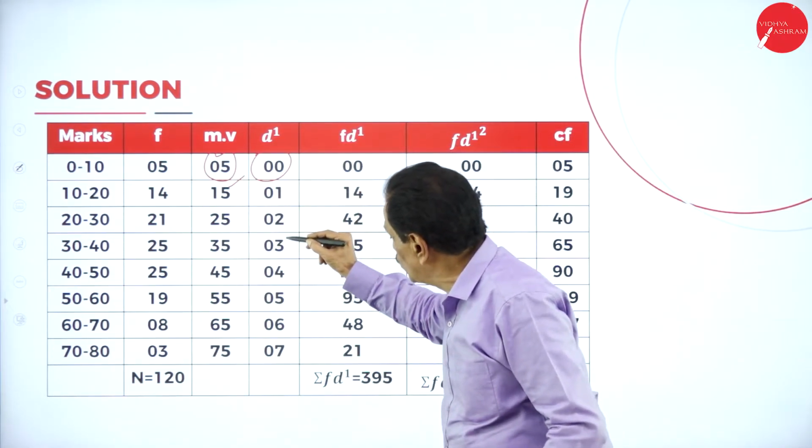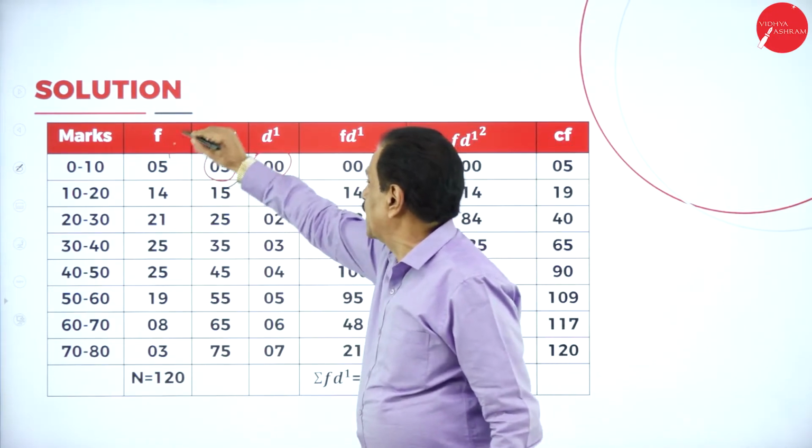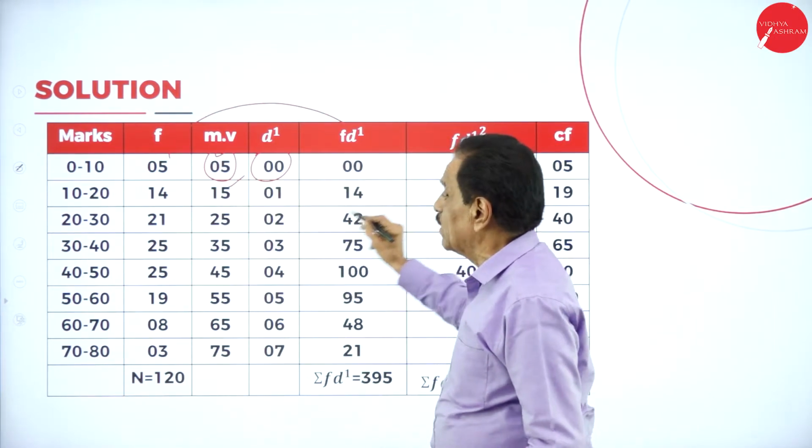Then 1, 2, 3, 4, 5, 6, 7. Then what is the next step? Fd dash, for the sake of mean. 5 into 0 is 0.